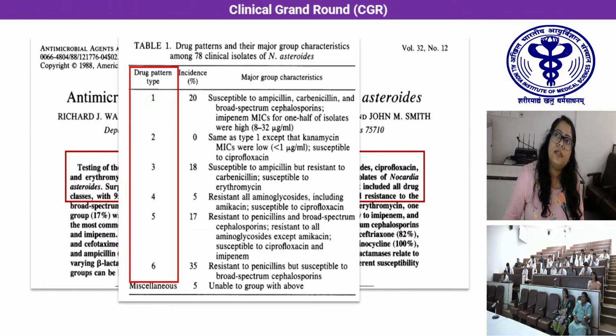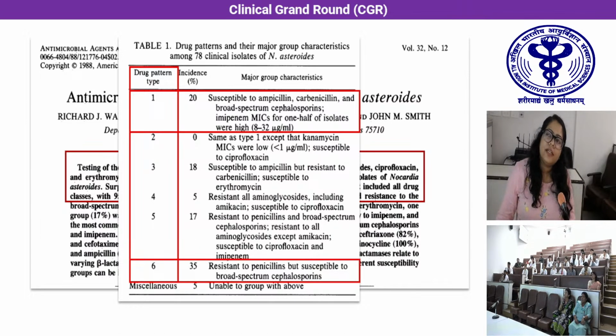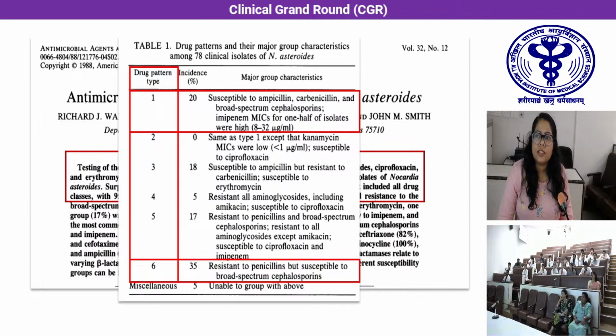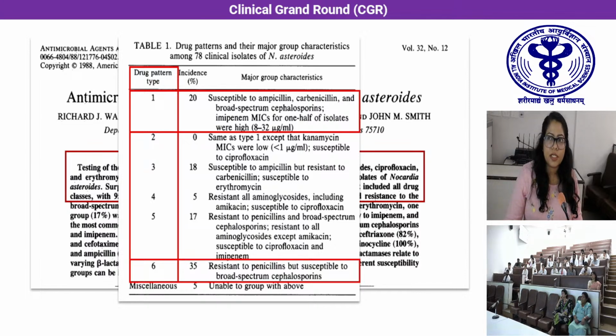So they found that the Nocardia isolates can be classified into these groups. The major group being the first group, all of them were susceptible to ampicillin, carbenicillin, and broad spectrum cephalosporins. And another group being class 6, where they are resistant to penicillins but susceptible to broad spectrum cephalosporins.